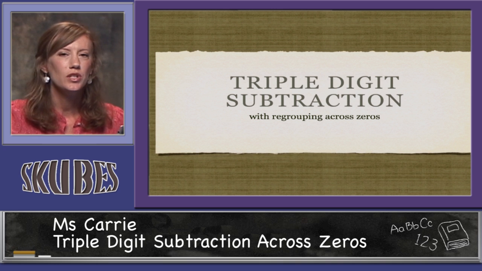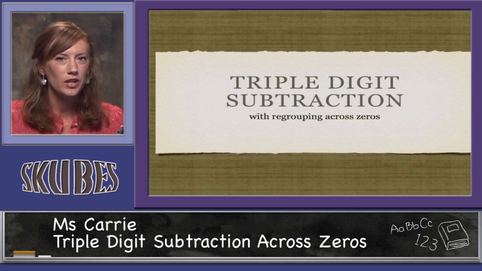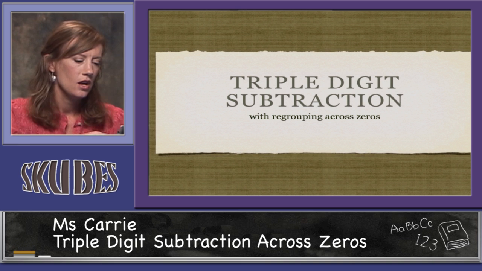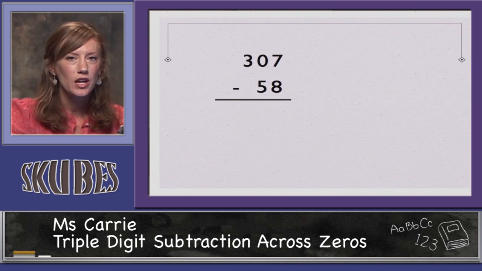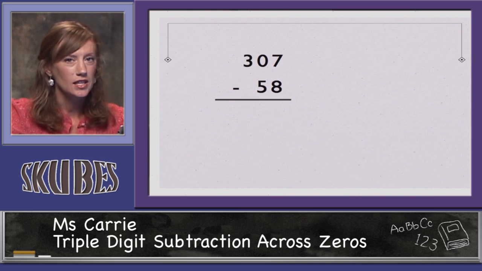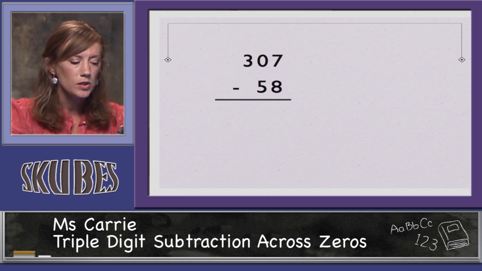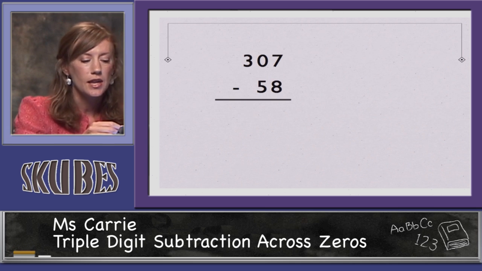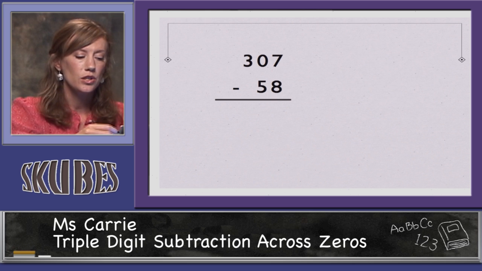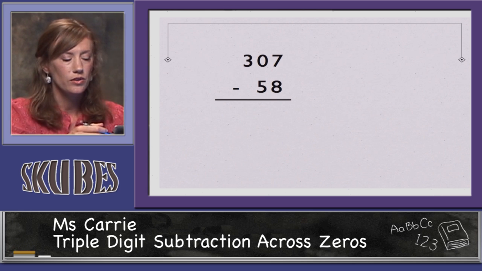Today's lesson is on triple-digit subtraction with regrouping across zeros. Let's look at this problem, 307 minus 58, to see how this works. Now we know when we subtract, we always start in the ones place. And we see 7 minus 8. Well, we can't do that because 7 is smaller than 8.